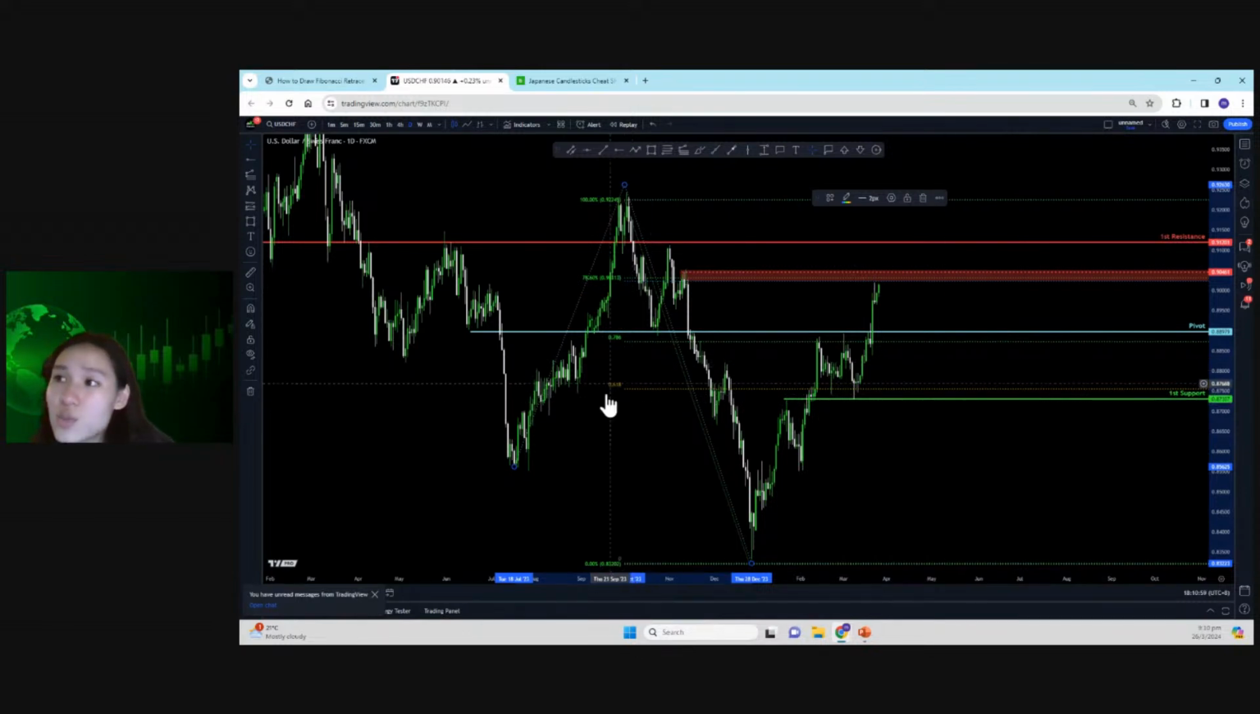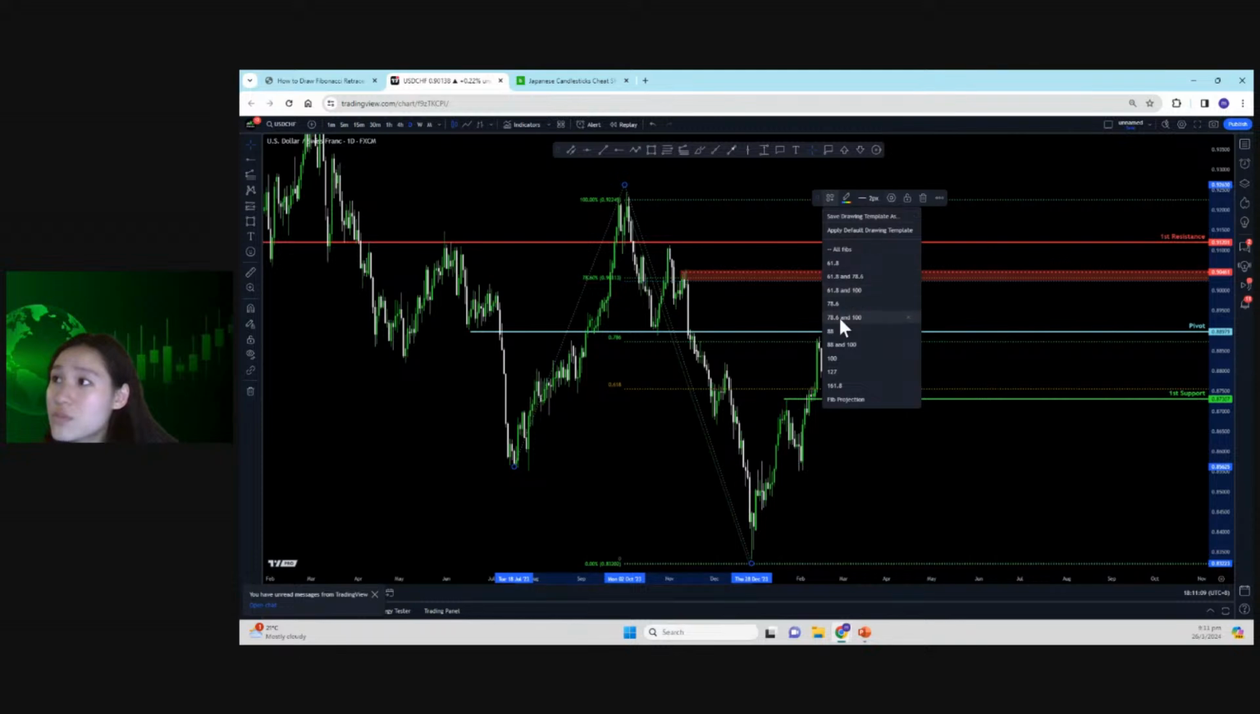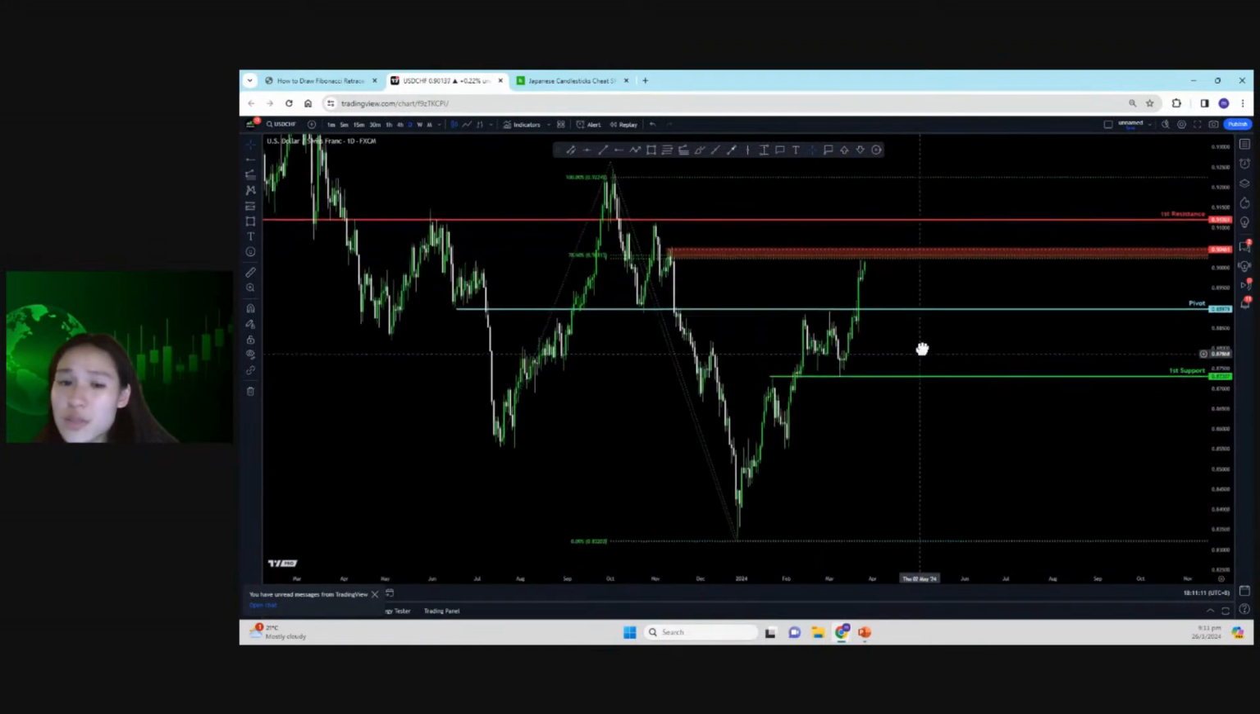Again, you can see the 61.8 and 78.6 also line up with the first support and pivot, but price has already broken out of these levels, so we can't use them anymore. So I'm just going to keep my 100%.